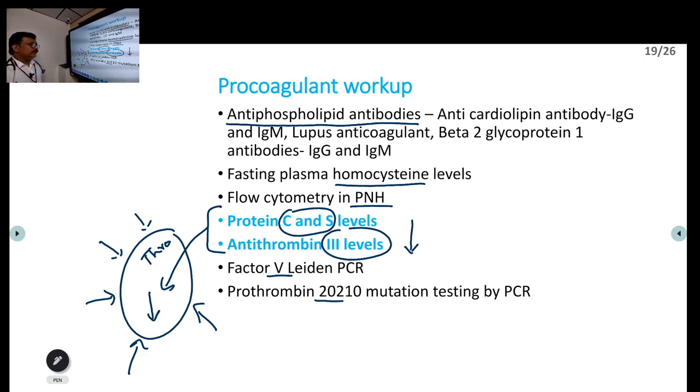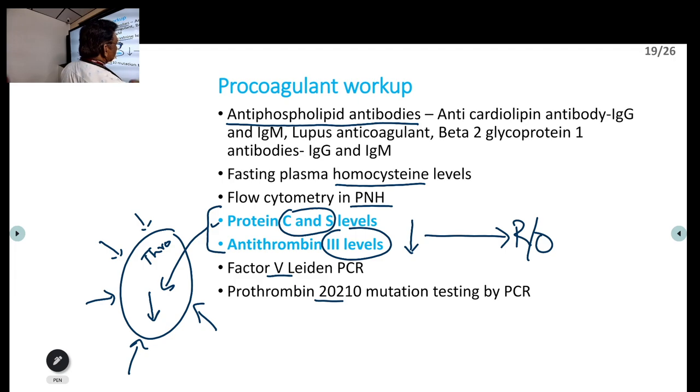But you have to document that. If the levels are good, then no need to investigate this condition afterwards. If the levels are low, then you have to give some time afterwards. You have to rule out this condition after 6 months, after stopping warfarin actually, or any other oral anticoagulant drug, you have to rule out this condition after 6 months or 9 months once you stop it.